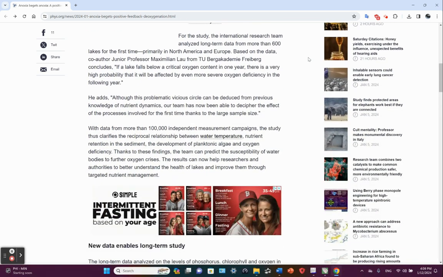For this study, the international research team analyzed long-term data from more than 600 lakes for the first time, basically in North America and Europe. Based on the data, co-author junior professor Maximilian Lau from TU Bergakademie Freiberg concludes: if a lake falls below a critical oxygen content in one year, there is a very high probability that it will be affected by even more severe oxygen deficiency in the following year.